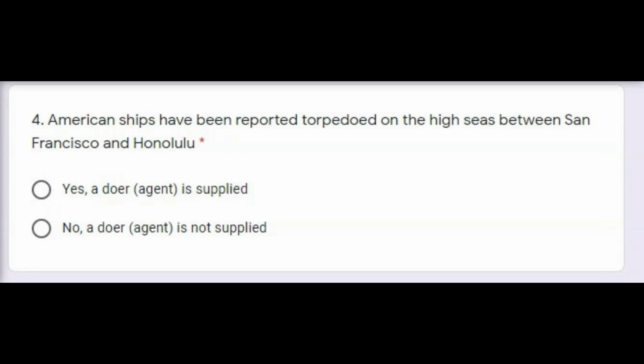American ships have been reported torpedoed on the high seas between San Francisco and Honolulu. No. A doer, an agent, is not supplied. We don't know who did the reporting. We just know that it was reported. This falls in the same category as the last one. It's irrelevant or obvious or unknown who did the doing of the reporting. All that matters is someone did.